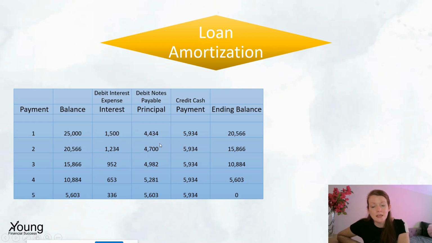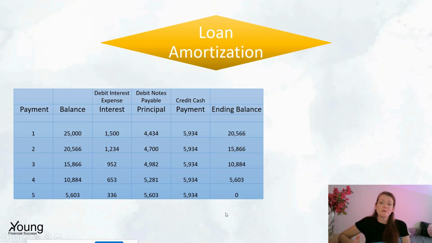The remaining would go to paying down the principal, and we know the cash all 5 years will be that cash payment. So then we take the 20,566, the outstanding balance, minus the amount that went to the principal, the notes payable, and that tells us our new outstanding balance, which is what we'll calculate interest on the next time.